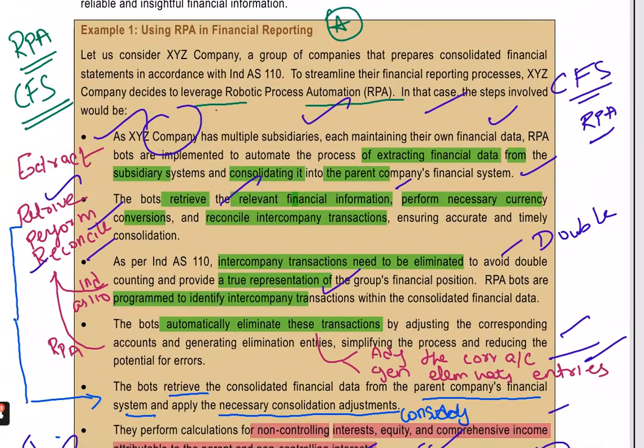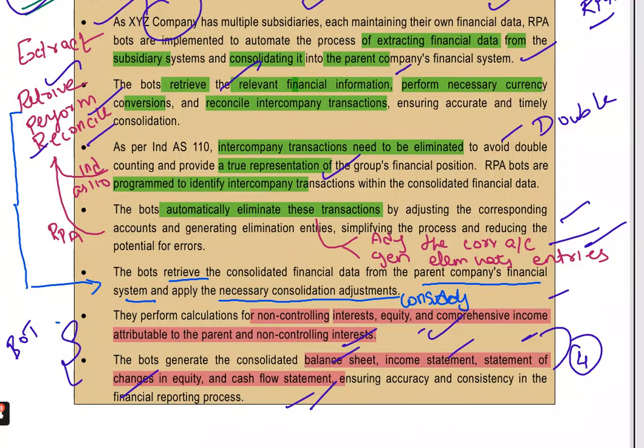So to revise: by using robotic process automation, how are you going to prepare the consolidated financial statement? That is the question. First, you extract the data from your subsidiary company. After extracting, not all the data is relevant, so you retrieve the relevant information. Then you perform currency conversion and reconcile. With respect to reconcile, you have to eliminate the intercompany transactions to get a true presentation.